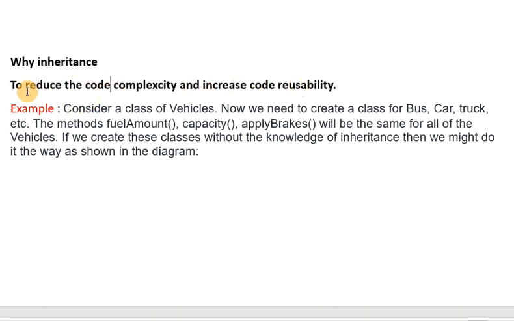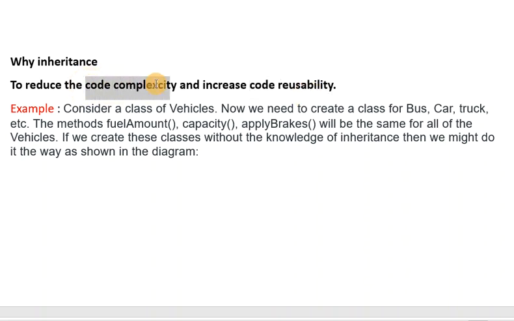You can see here, this is the main objective of inheritance: to reduce the code complexity and to increase the code reusability. Guys, you have to make a note of this. What are we reducing? We are reducing the code complexity, and what are we increasing? We are increasing the code reusability. So there are two terms: code reusability and code complexity.